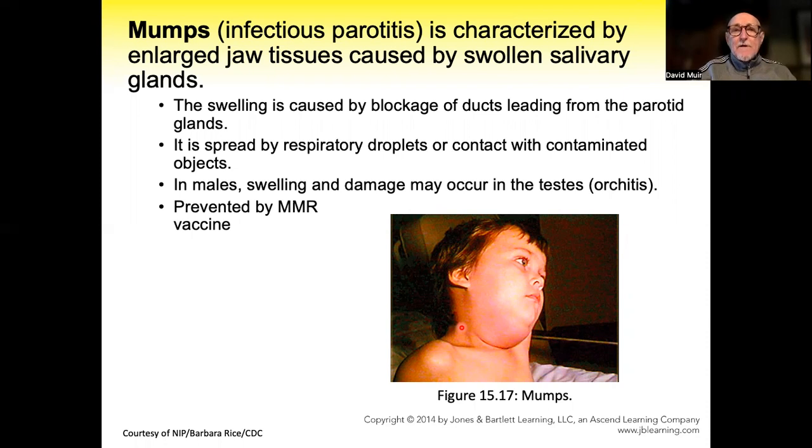But it can spread further than that. It can also cause pancreatitis and produce, as a result of that pancreatitis, diabetes. But it can also cause encephalitis in adults, which is extremely serious and can actually be fatal. But again, this is a very, very good vaccine, the MMR vaccine. And it has virtually eliminated the occurrence of mumps in the population.